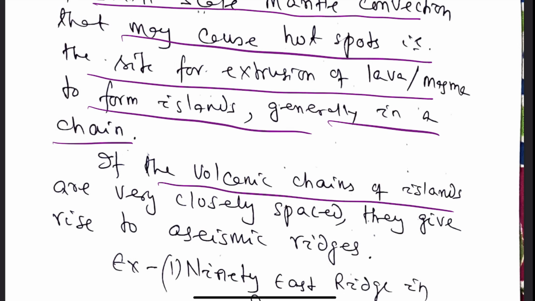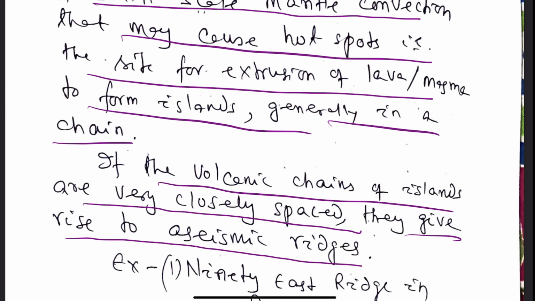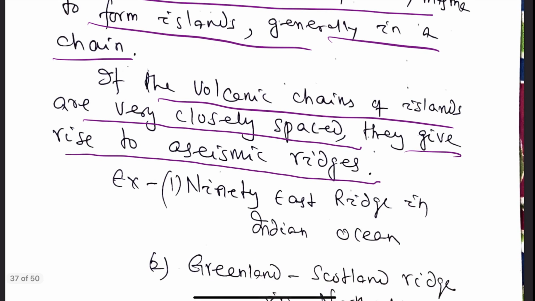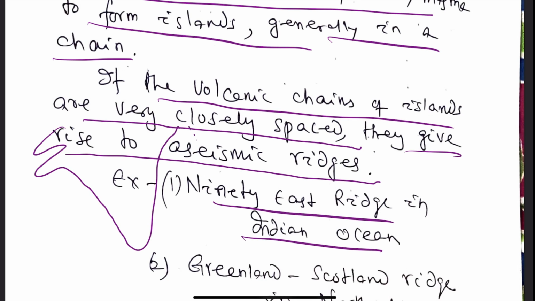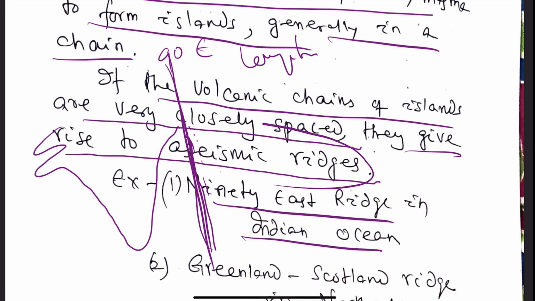If the volcanic chains of islands are very closely spaced, they give rise to aseismic ridges, as we have seen in the 90-degree east ridge in the Indian Ocean. We have the Indian plate here, 90-degree east longitude. Along this line, we find a number of volcanic islands. They are closely spaced. They form the aseismic ridge.